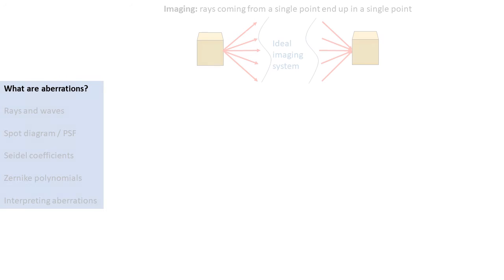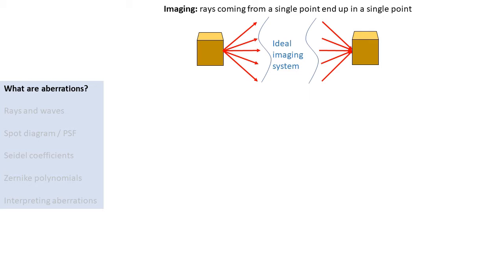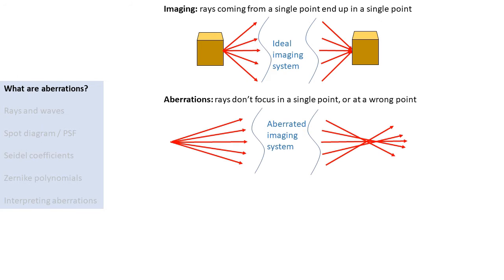We know that in an ideal imaging system, all the light rays that come from a single object point end up in a single image point. If the imaging system is not ideal, we say that it contains aberrations. In this case, the light rays either don't all converge in a single point, or they converge at the wrong point. There may be different causes for these aberrations.